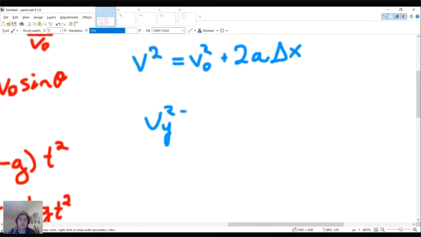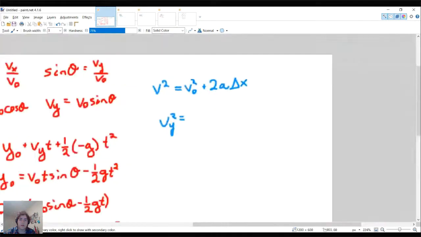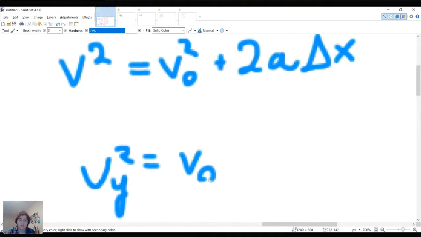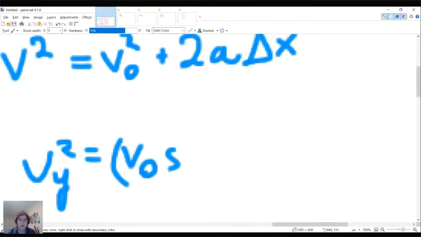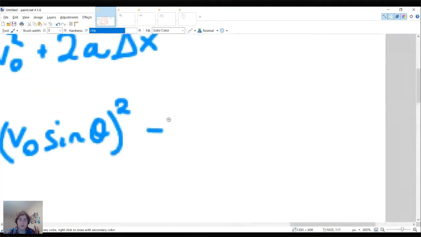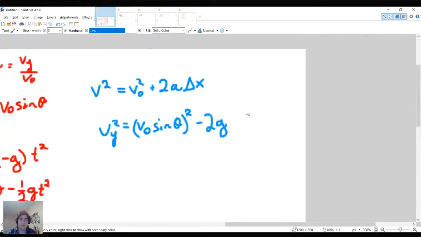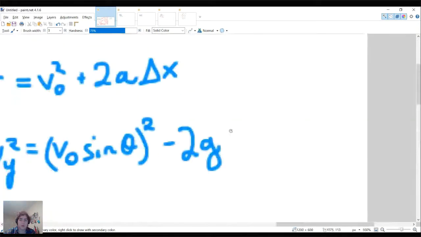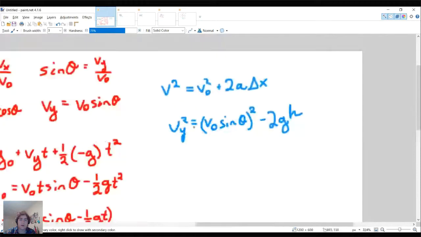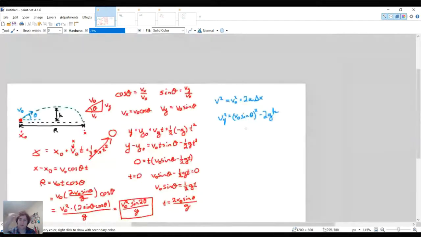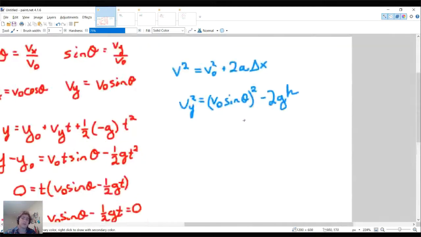Vy squared is equal to, and we know what this is in the vertical direction, V0 sine theta squared. And the acceleration is going to be negative g again in the vertical direction. And the vertical displacement at the max height is just going to be that h that we're looking for. However, at the top of the path, the vertical speed is 0. It has to come to rest vertically for it to be maximum height.